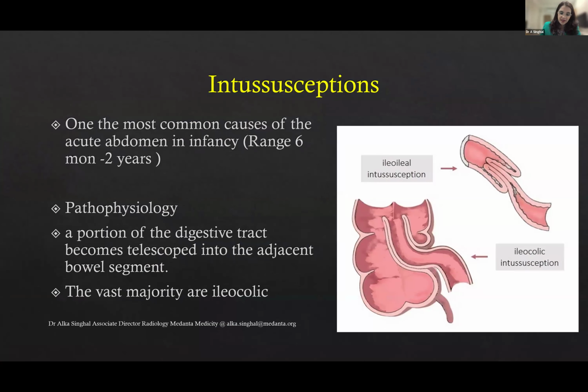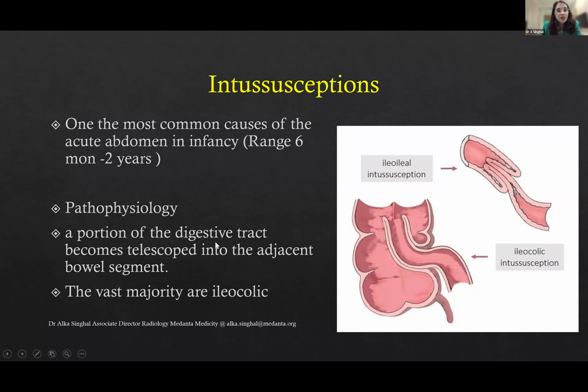Now, let's come to another important acute abdominal emergency that you can come across in a pediatric age group related to the GIT, which is intussusception. It is entirely an ultrasound diagnosis, and ultrasound is also often used in management of the same. So, commonly between the age of 6 months to 2 years.